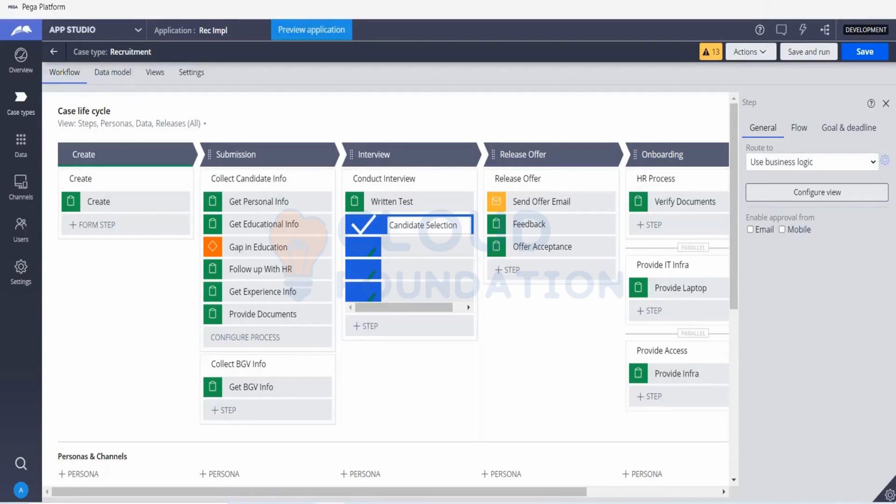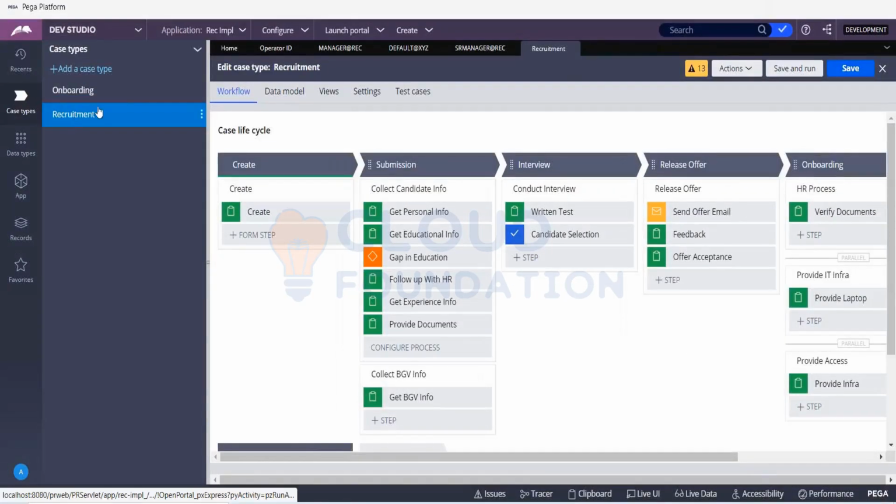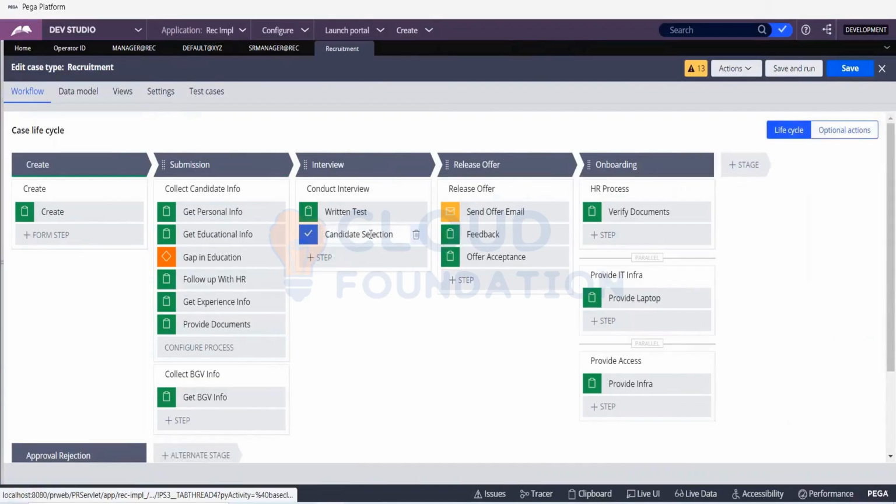Generally, cascading approvals are a sort of good to know information for us. We don't need to actually implement it. When you look at the cascading approvals, you need to go to the Dev Studio. Open your case type here. I'm on the Dev Studio now and I've just opened the recruitment transaction.